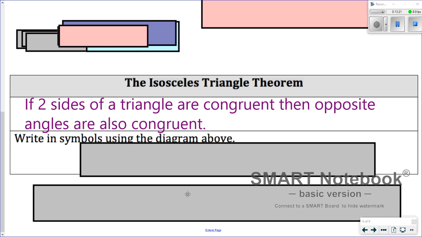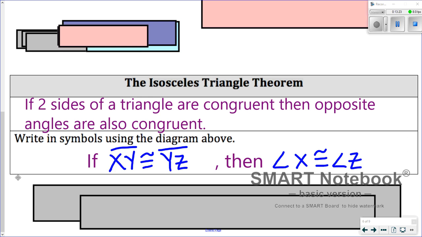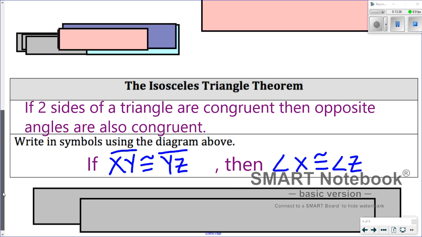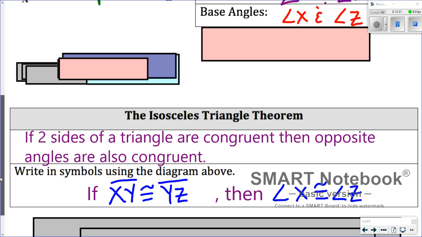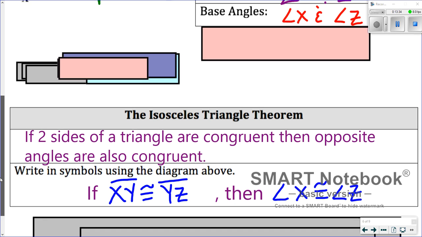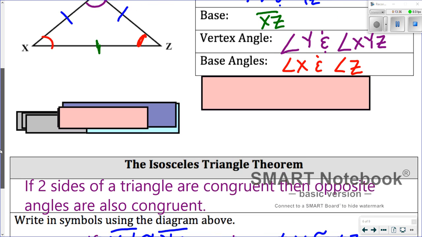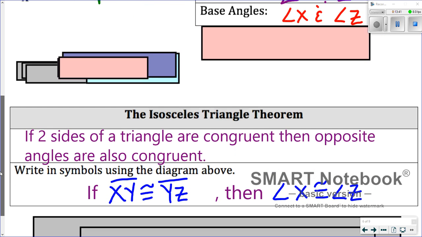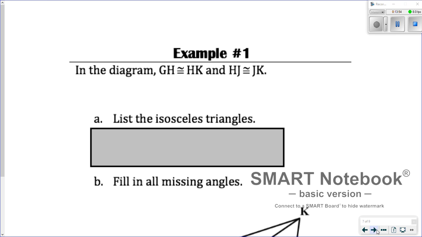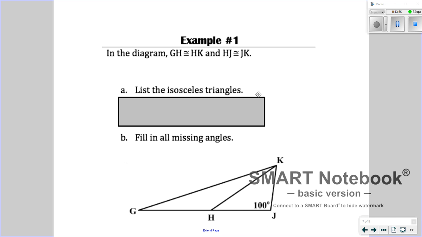And when you use symbols, based on the diagram that we had above, it says if XY is congruent to YZ, as you can see, which it is, then the opposite angles are also congruent. So that means angle X is congruent to angle Z, which is true. So that's the isosceles triangle theorem. All it's telling you is that when you're dealing with an isosceles triangle, if the two sides are congruent, then the base angles are automatically congruent. So we're going to do an example based on that theorem.